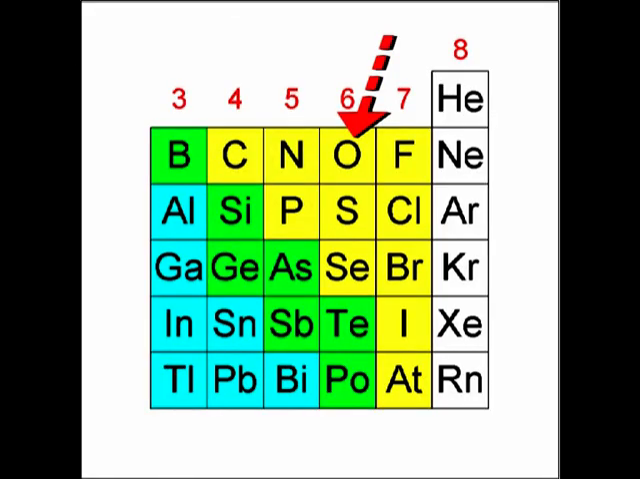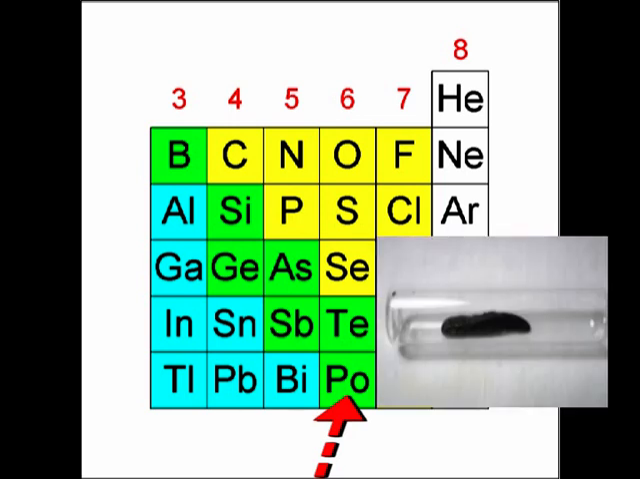Group 6 in the periodic table includes the nonmetals oxygen, sulfur, and selenium, as well as the semimetals tellurium and polonium. Polonium is a heavy metal and is radioactive. It was first discovered by Marie and Pierre Curie.